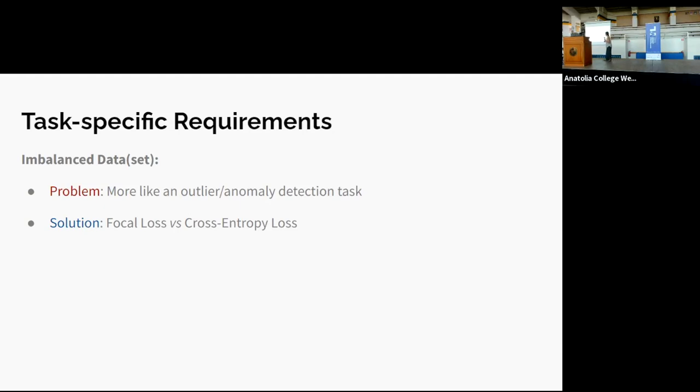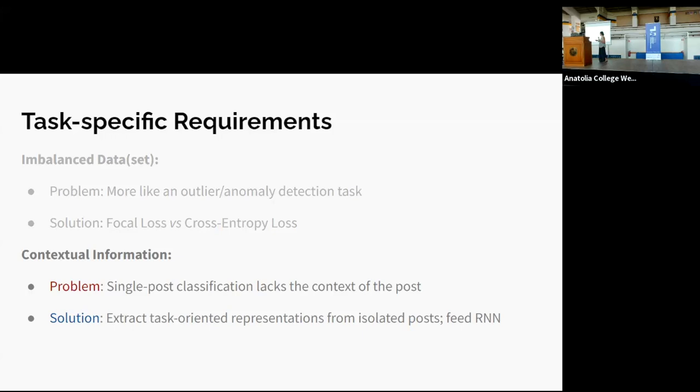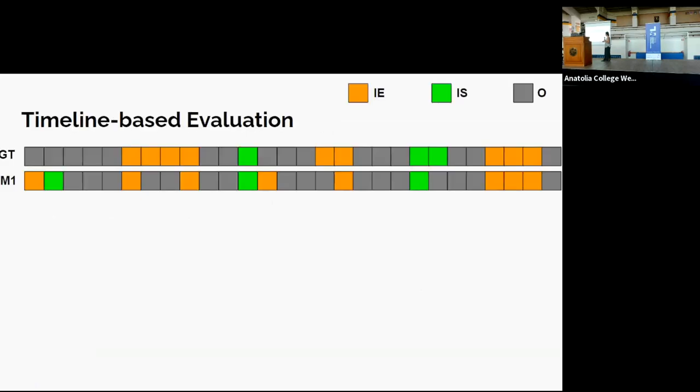And so the solution is to cater for the imbalance. And this can be through the choice of your loss, so for example, the focal loss versus the cross entropy loss. And then there's also the issue around using information in the context. Single post classification lacks the context of the post. So essentially you have to use an approach that will work with long sequences. Here in this case, we used RNNs, and we viewed this as a timeline-based task, a sequential task where you get a label at each post.